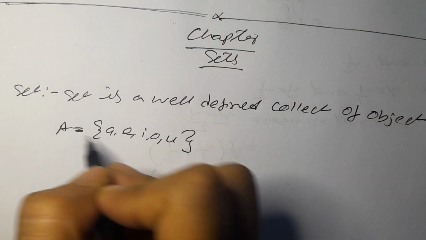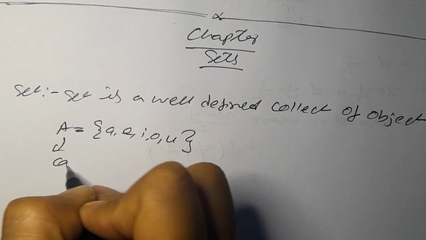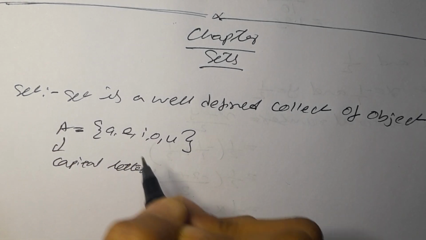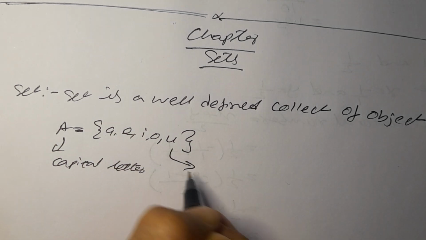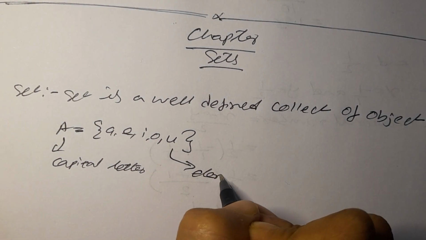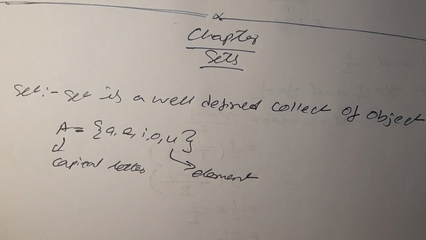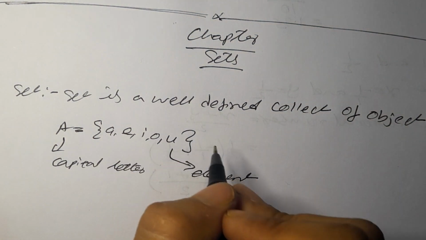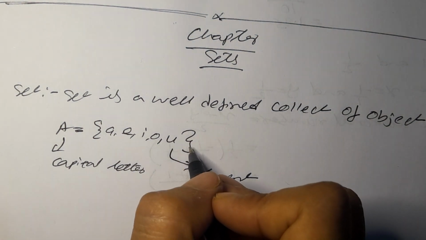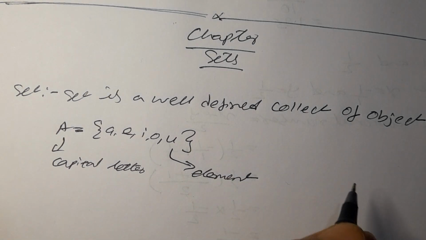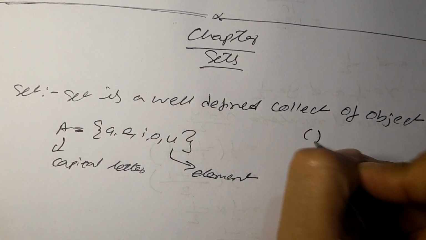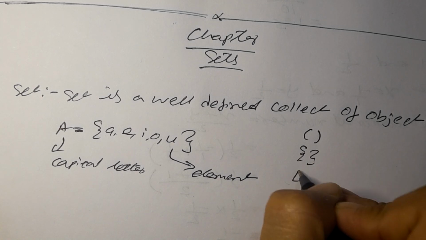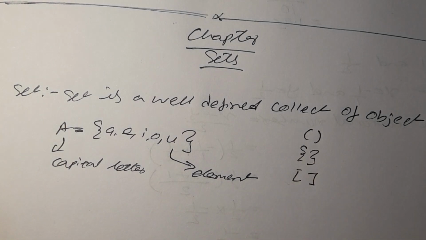The set is represented by a capital letter, and these are the elements, and all the elements are separated by commas and written inside the curly bracket. Its name is a curly bracket. There are three types of brackets. This is parenthesis, this is curly bracket, and this is a big bracket or box bracket.